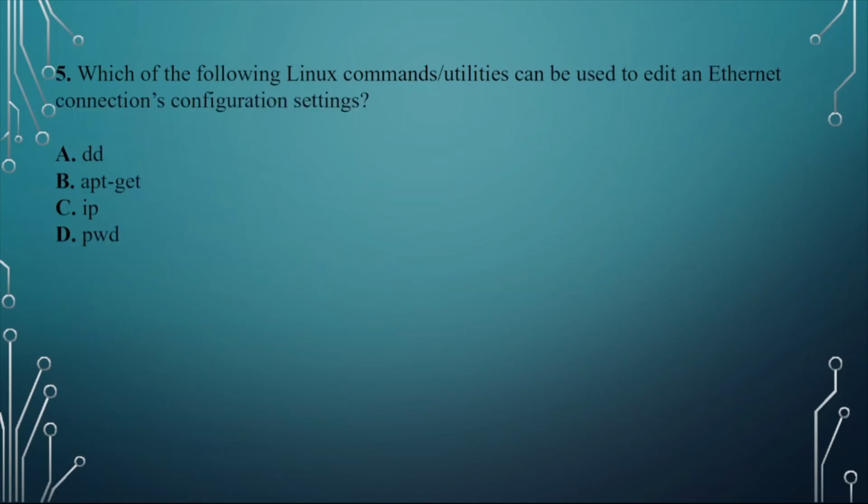Question number 5. Which of the following Linux commands/utilities can be used to edit Ethernet connection configuration settings? A. dd. B. apt-get. C. ip. D. pwd. So what command can you use to edit an Ethernet connection's configuration settings?